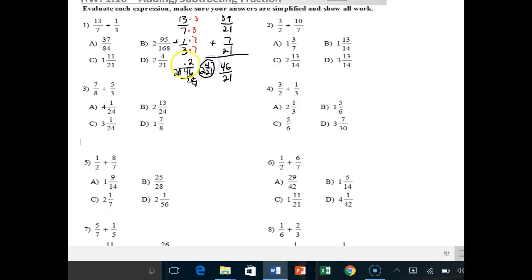Circle all your answers. Make sure it's nice and neat, just like I've had it, and then circle the correct answer. Notice, if you get something that's not one of these answer choices, you've done it incorrectly.